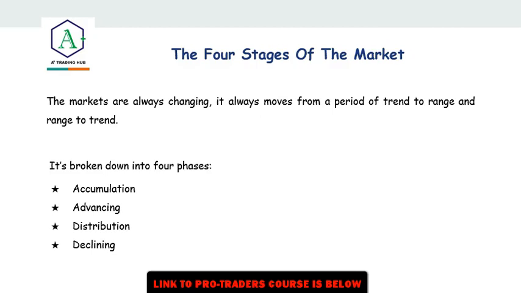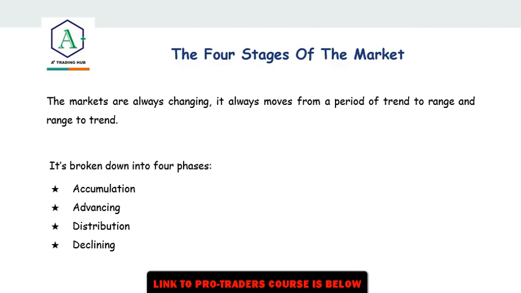Let's look at the stages of the market. The markets are always changing. They move from a period of trend to range and also from a period of range to trend. Markets cannot trend forever. The markets cannot be bullish or rally up for such a long period of time. They have to make some swings, make swing lows and swing highs. So within this period, we will see a period of trend, and we also see a period of range.